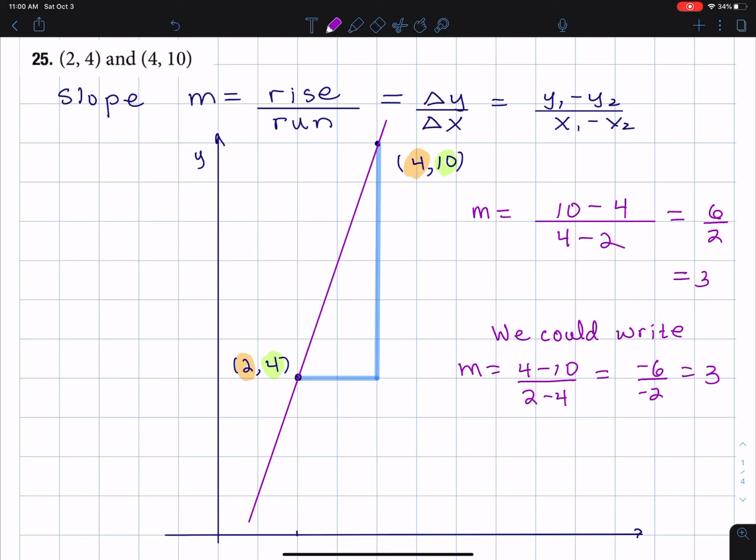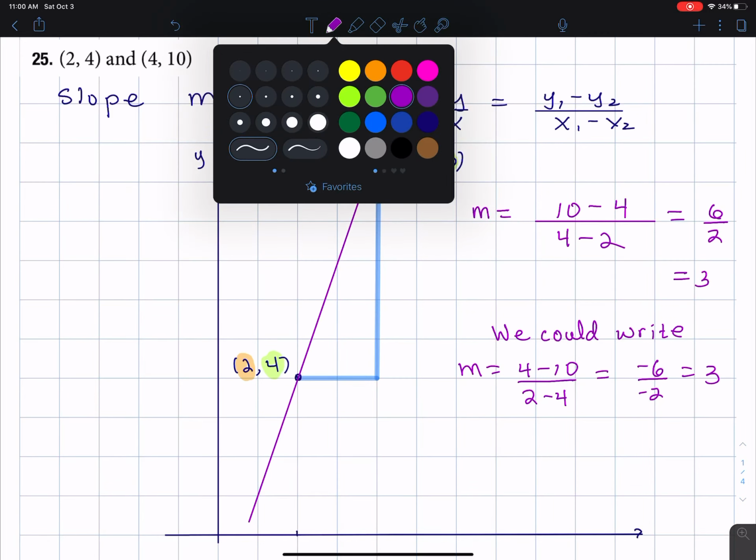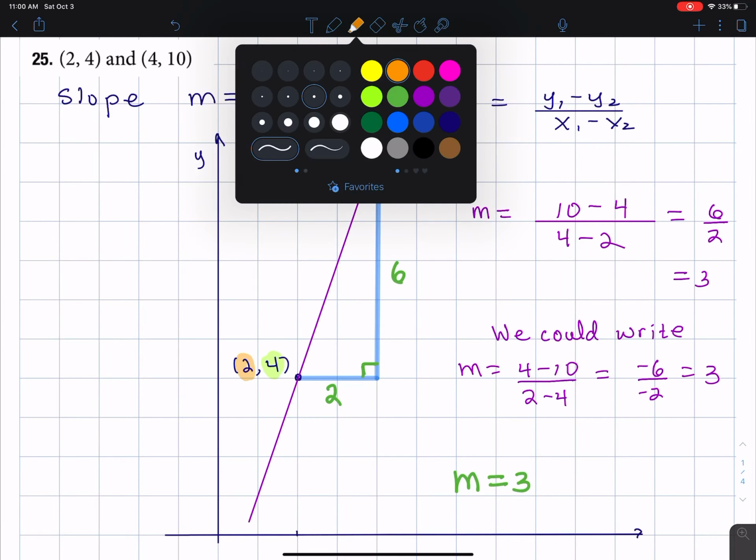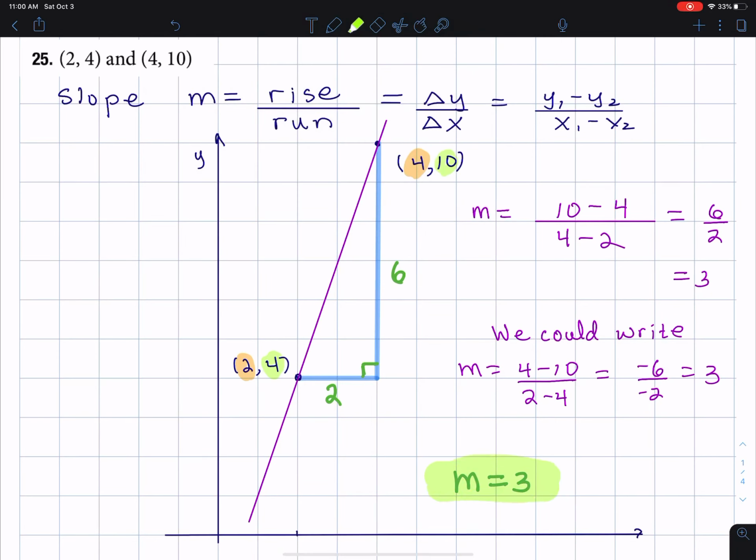So finally, I wrote it down a lot for this problem, but that's what I get. And let's look at what's going on in this picture. The rise is 6 and the run is 2. So just from the graph, you can see that we have a slope of 3. The slope is a ratio between the change in y and the change in x. So it's change in y divided by the change in x.